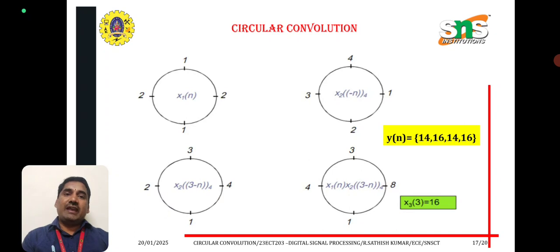Now we find x1 of n with x2 of minus n shifted by three positions in the anti-clockwise direction. Now we multiply x1 of n into x2 of 3 minus n: 2 into 4, 8; 1 into 3, 3; 2 into 2, 4; 1 into 1, 1. Therefore, 8 plus 3, 11. 11 plus 4, 15. 15 plus 1, 16. Therefore, x3 of 3 is equal to 16. y of n is equal to 14, 16, 14, 16. This is the answer of circular convolution.